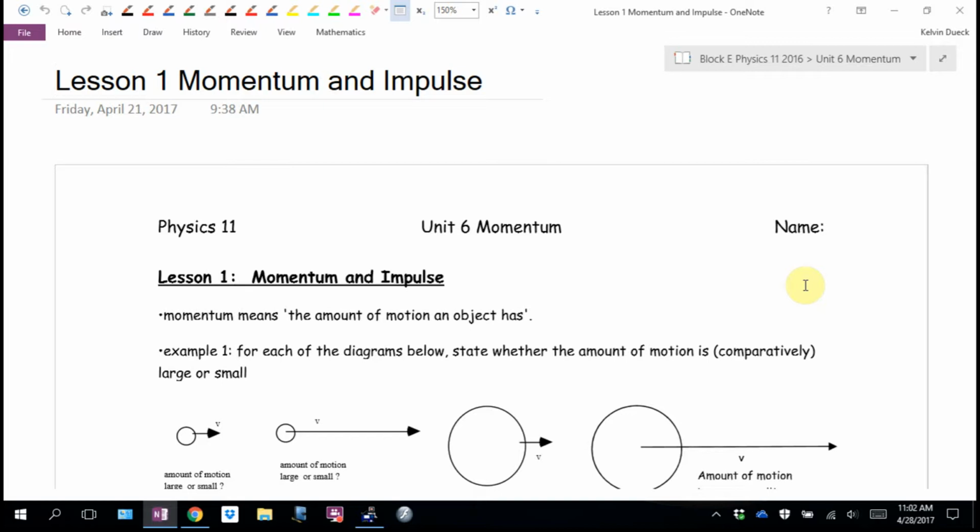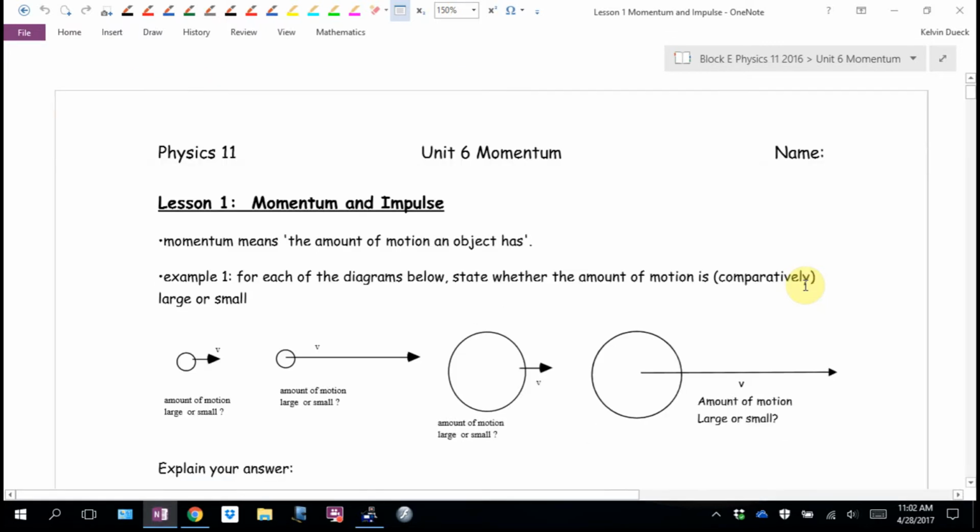Okay. Momentum is the amount of motion an object has. If an object has more motion, it has more momentum. Really, the more momentum an object has, the less you'd prefer to be hit by it. So for each of the diagrams below, state whether the amount of motion is comparatively large or comparatively small.